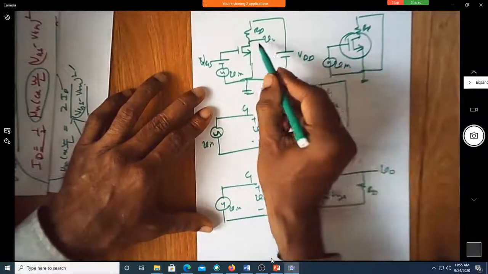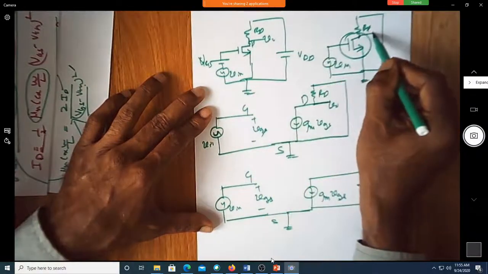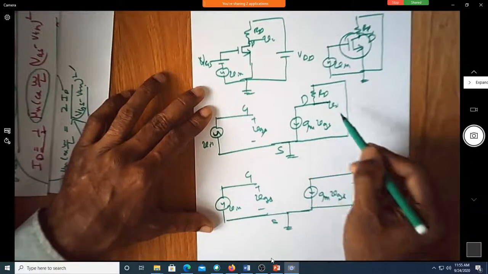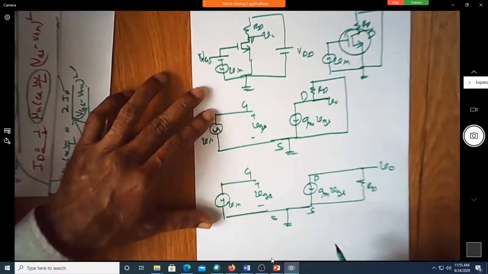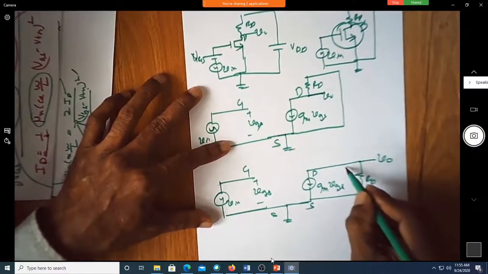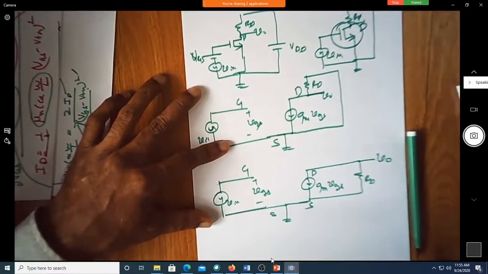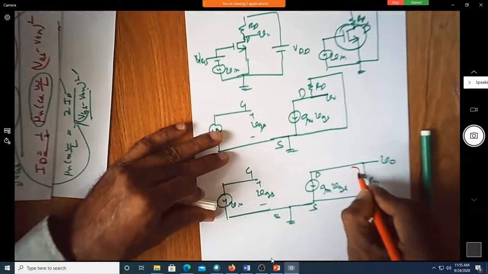I'm not changing V naught. V naught is a drain point. This is again a drain point, again drain, source, gate. Is this V naught? Yes, sir. So I'm just assuming a current of I naught here. Let me write some I naught.